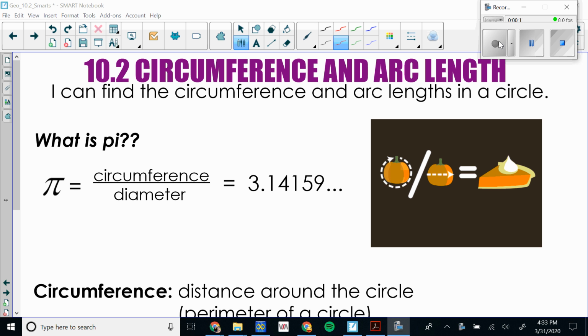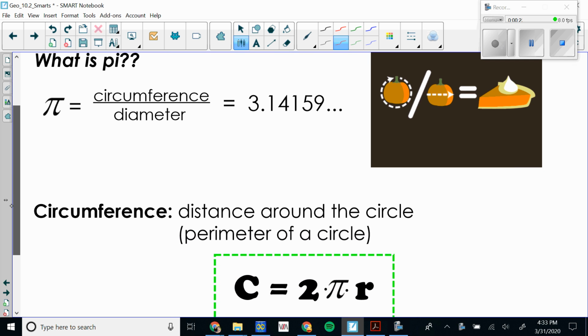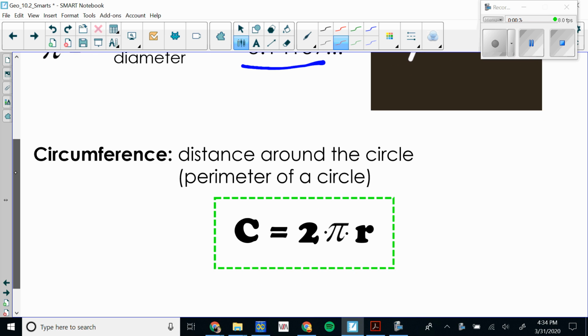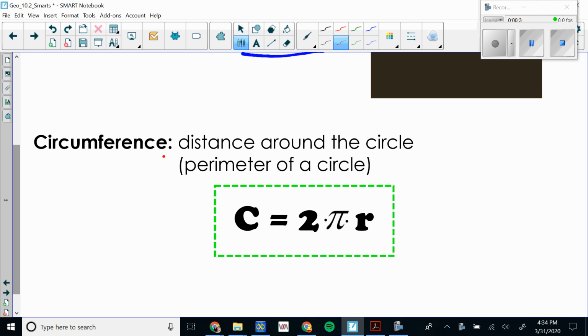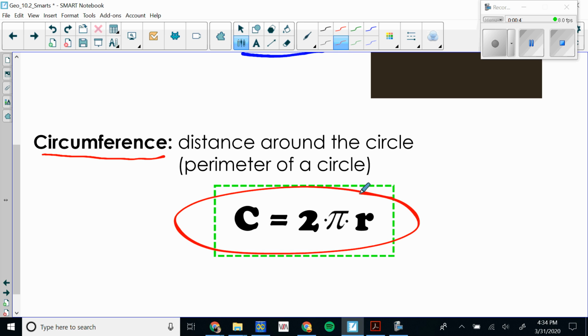All right, that said, what is pi? The definition of pi is the circumference divided by the diameter. And no matter what circle you use, it'll always be right at 3.14159. It goes on forever because pi is irrational. Circumference, that is the distance around a circle. So it's equal to 2 times pi times r, or you'll hear me say 2 pi r most often. That is circumference.